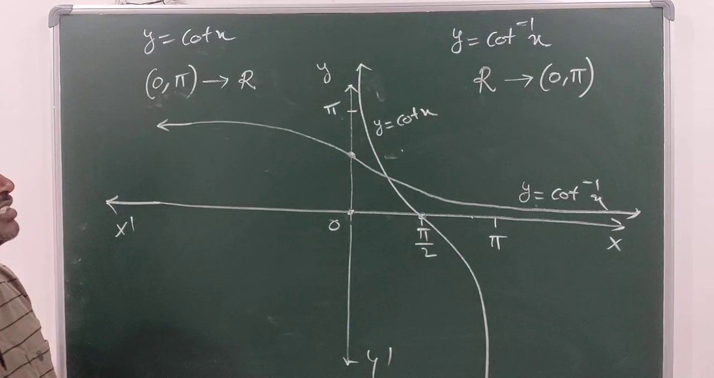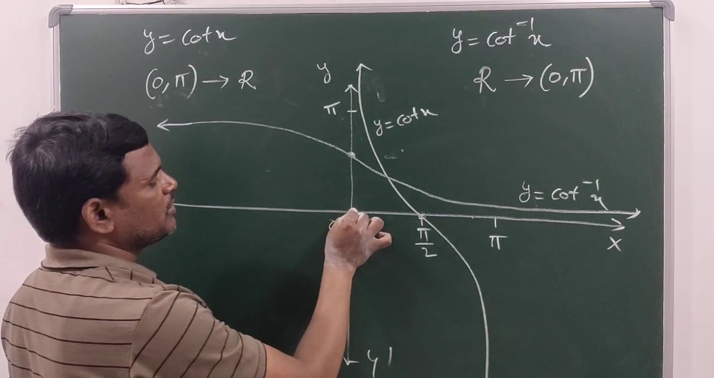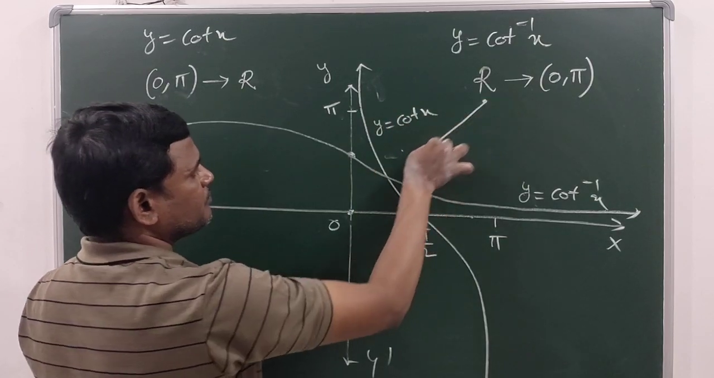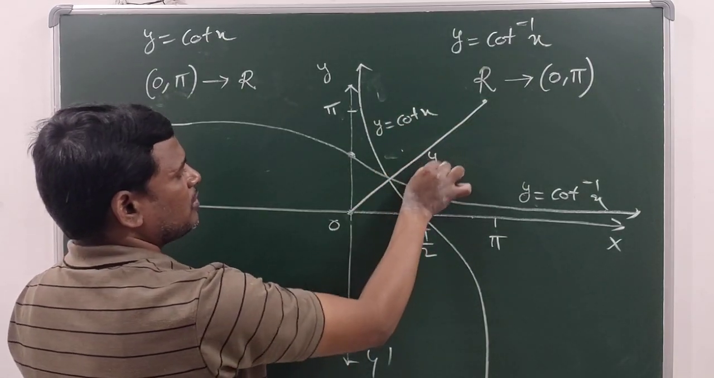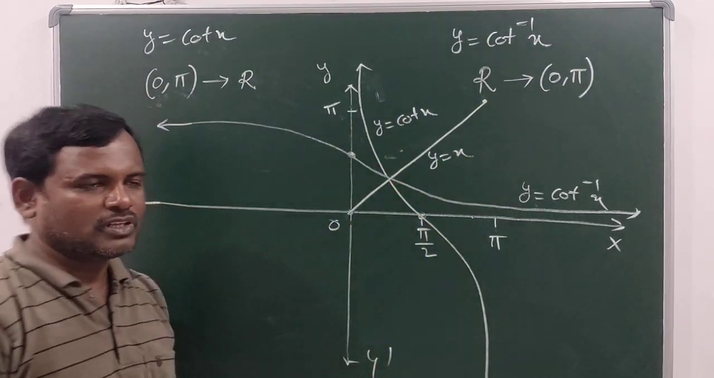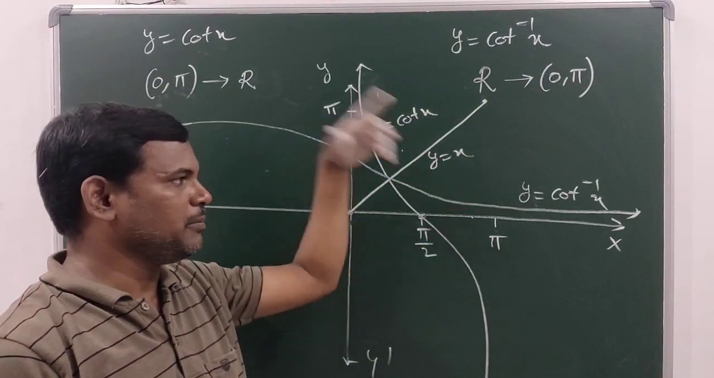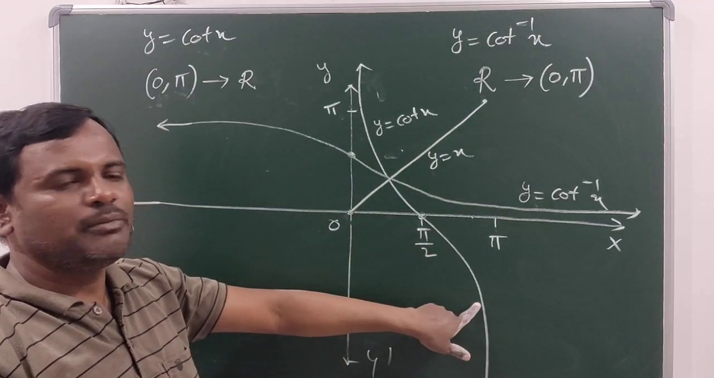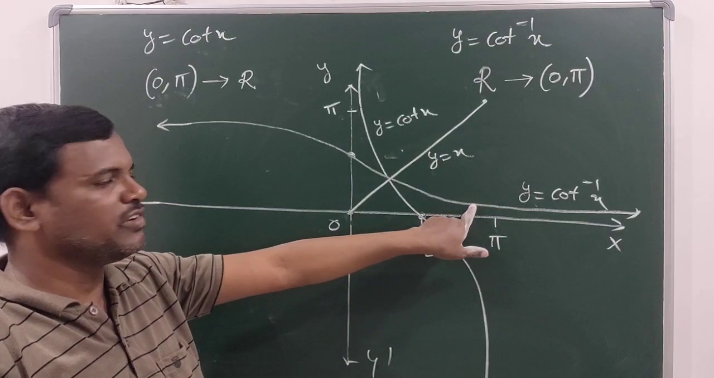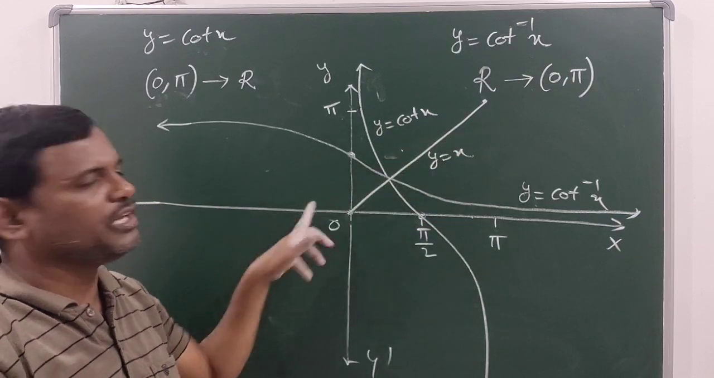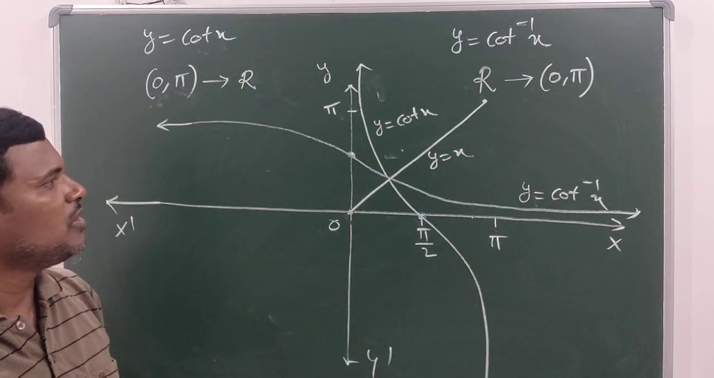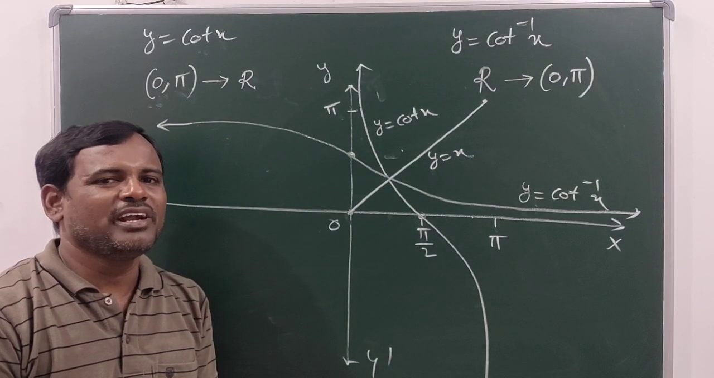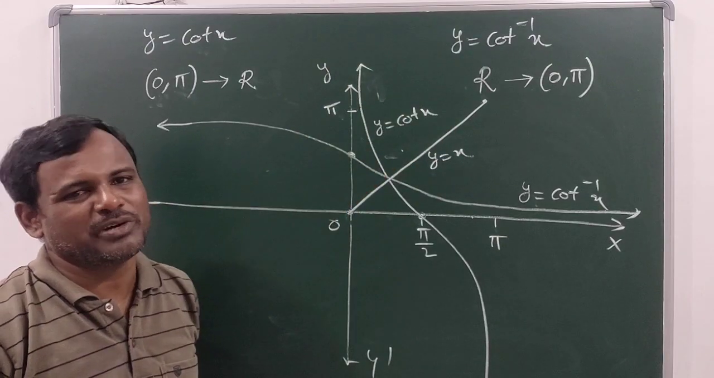Both are mirror images with respect to the line, 0 to pi. Pi, here pi. So, this is the y equal to x line. If you treat this as a mirror, same like previous applications, cot x is the image of cot inverse of x and cot inverse of x is the image of cot x with respect to the y equal to x line. Okay? Right. Both are non-periodic functions in their respective principal domains.